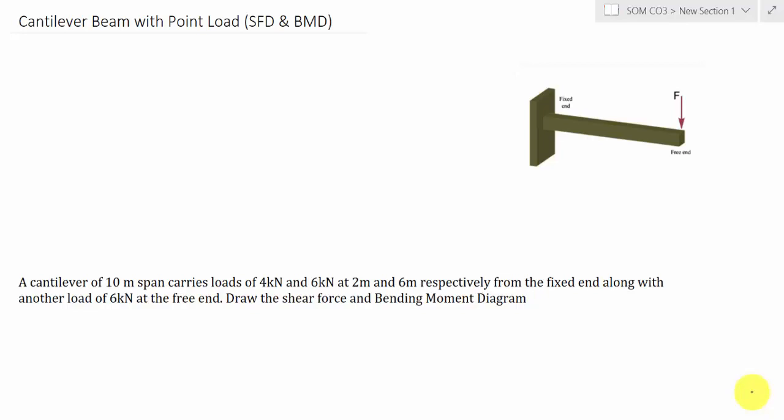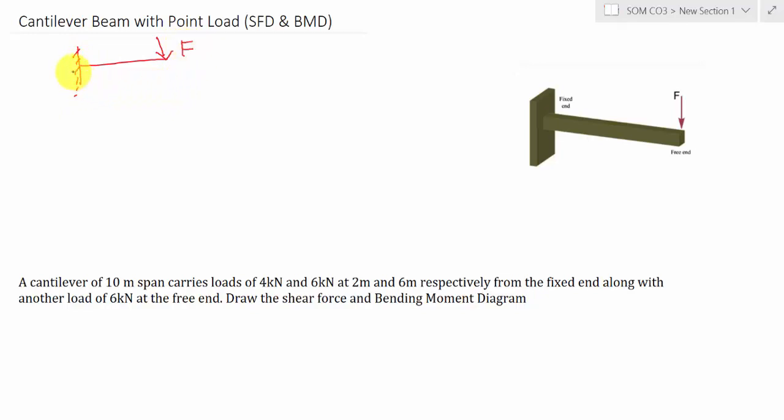In this lecture, we are going to see how to draw the shear force and bending moment diagram for a cantilever beam with a point load. A cantilever beam is fixed at one end and left free at the other end, and it may be subjected to loads. Here we have considered a point load. The cantilever beam is subjected to a point load at the free end, and the force is considered as F.